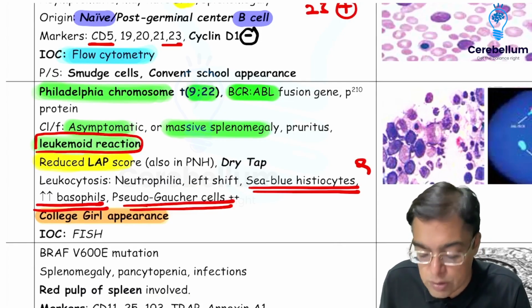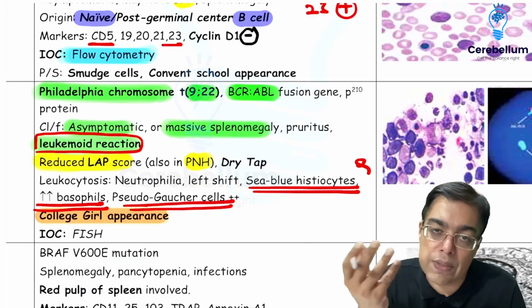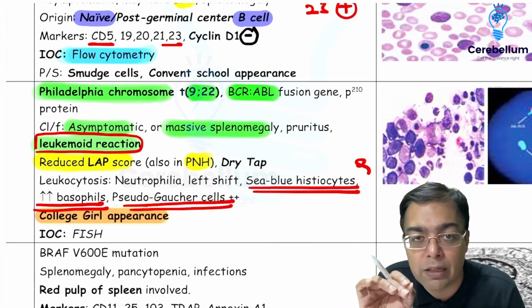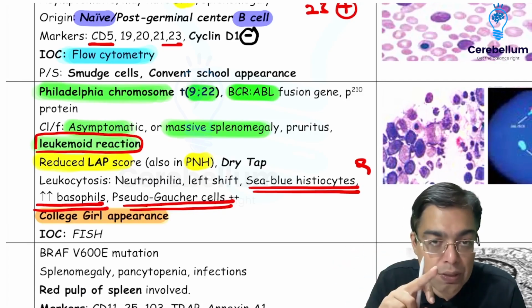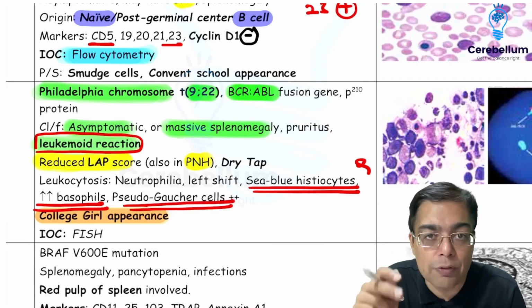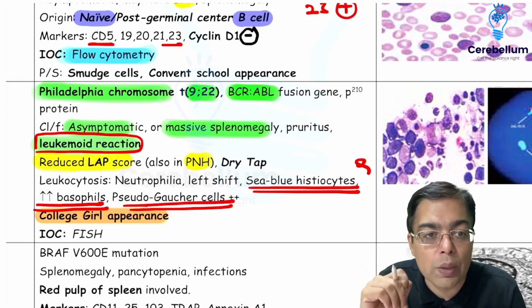Decrease in the LAP score can also be seen as a finding in a patient suffering from PNH. Why is that important? It is something which is not very specific and not very commonly done these days, but it is a differentiating factor. In a patient having a leukemoid reaction, which is a benign condition, LAP scores are increased. CML is an example of a clonal myeloproliferative disorder. LAP scores are going to be reduced. That's what we need to remember over here.